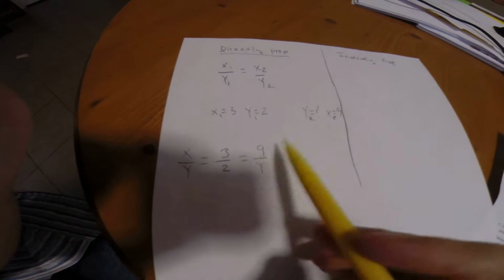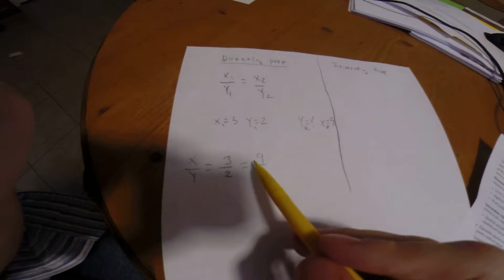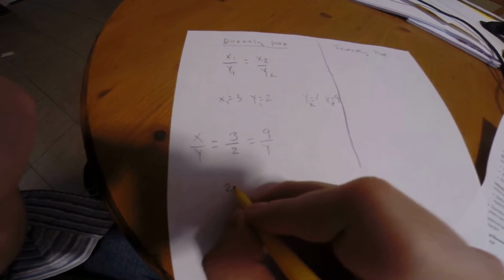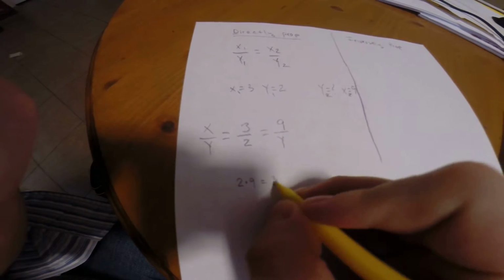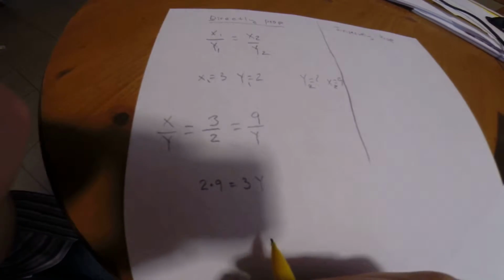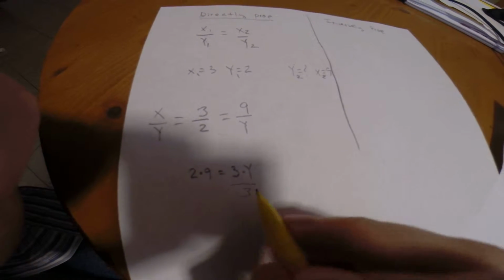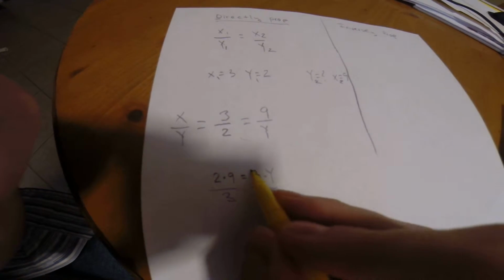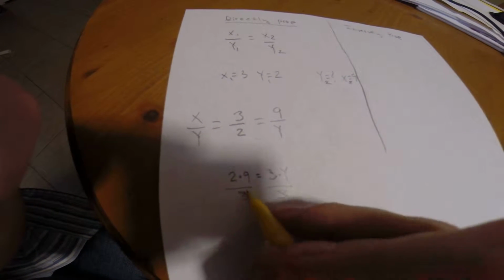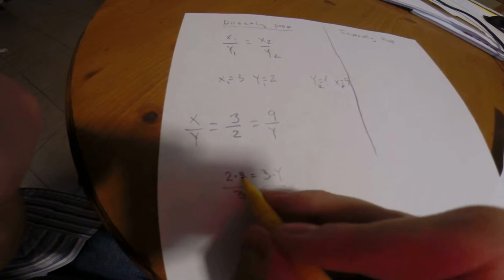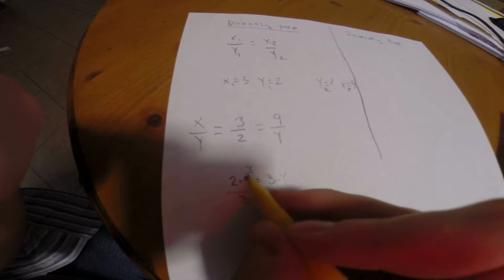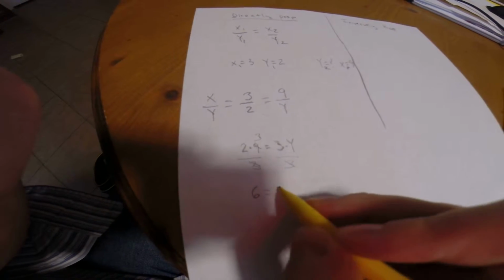Super important. Cross multiply. So 2 times 9 equals 3y. All right, let's solve this. If I'm multiplying 3 times y, then I'm going to divide both sides by 3. So 3 goes into 9, and 3 times 2 is 6. So y is 6, and there we have it. So the answer here is going to be B, 6.